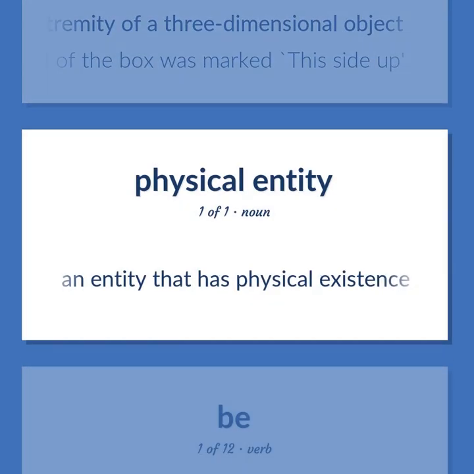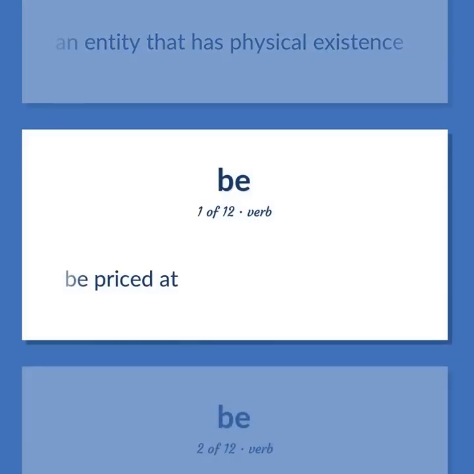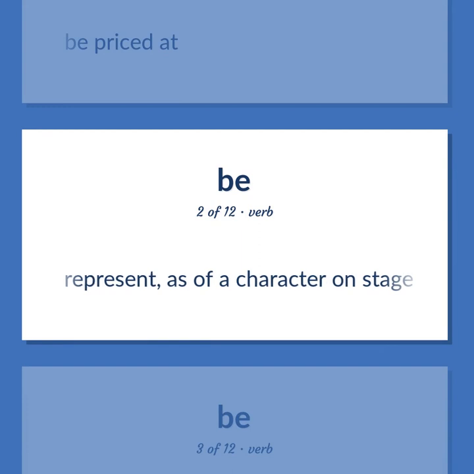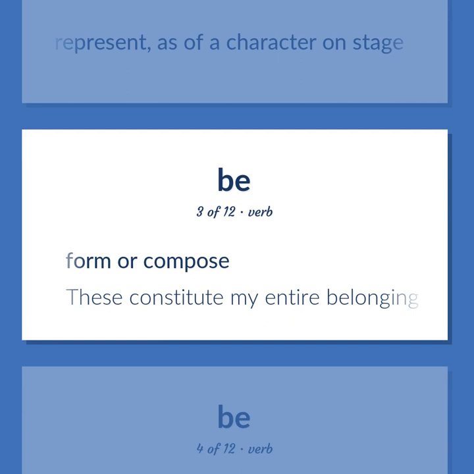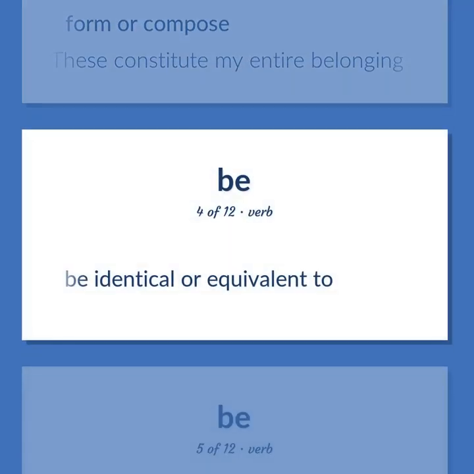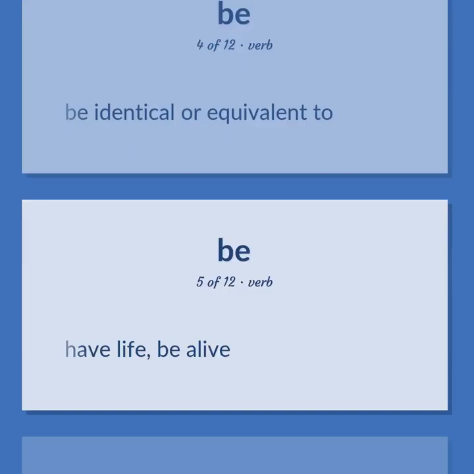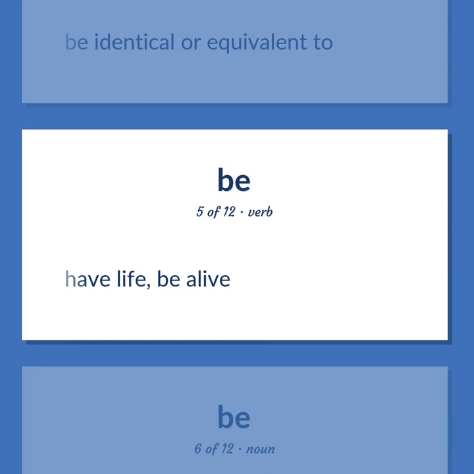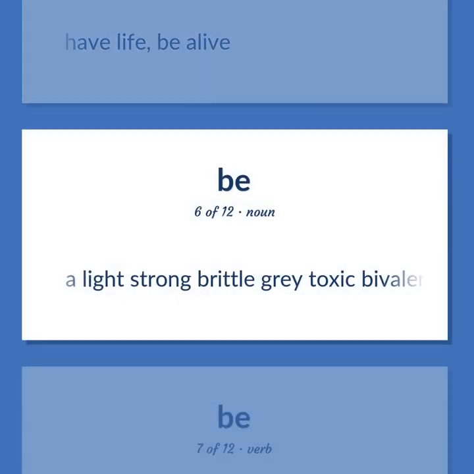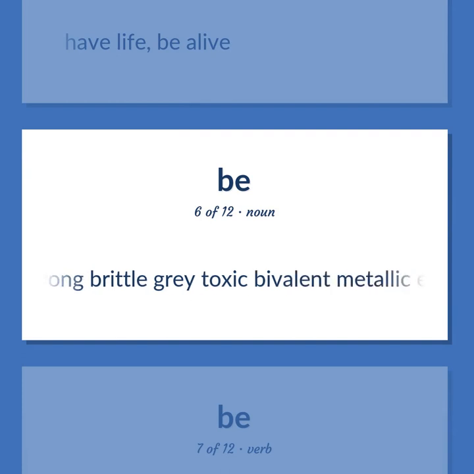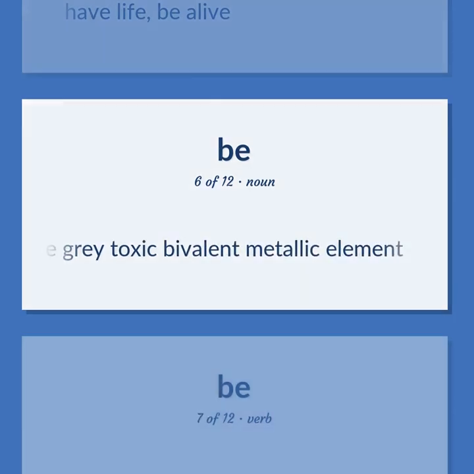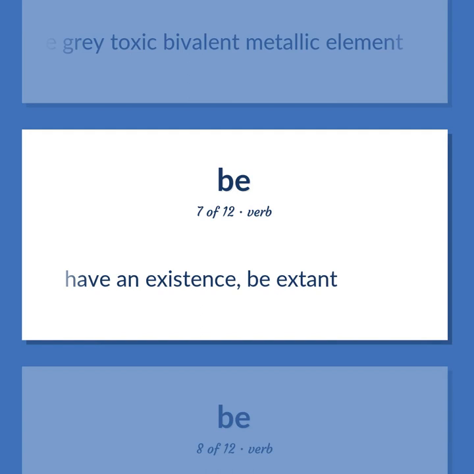An entity that has physical existence. Be priced at. Represent, as of a character on stage. Form or compose. These constitute my entire belonging. Be identical or equivalent to. Have life, be alive. A light, strong, brittle, gray, toxic, bivalent, metallic element. Have an existence, be extant.